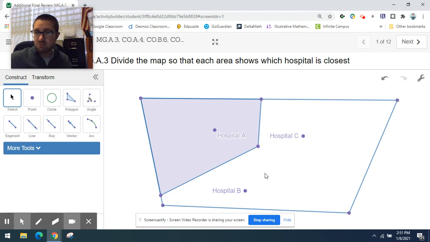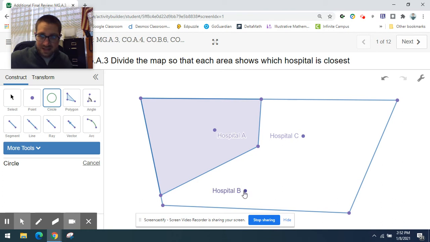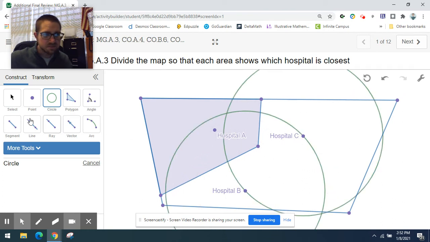Okay. The first question, I skipped it because I thought that it would make more sense if I did the second one first. It's basically asking you to divide up the map using the perpendicular bisectors, and it's already made 2 of them. They don't tell you outright, but this line is the perpendicular bisector between A and B. This is the bisector between A and C. So we just need to make the last bisector between B and C. And something like this here.